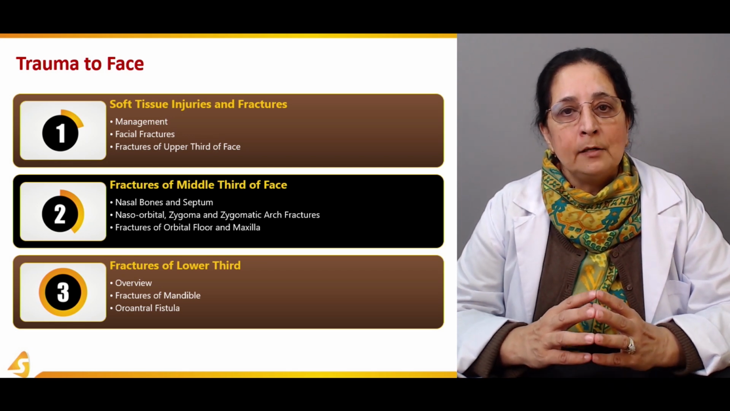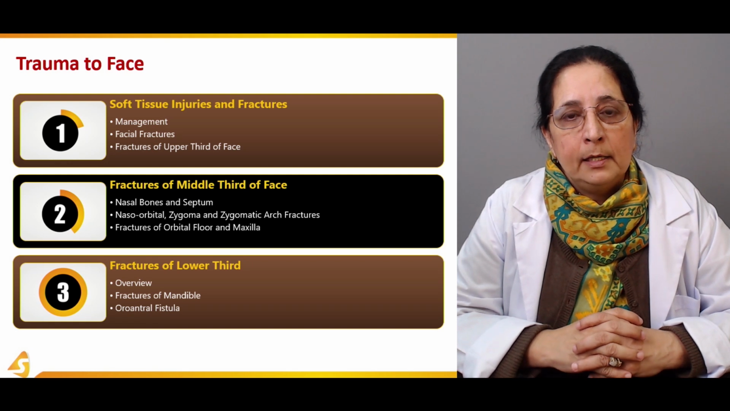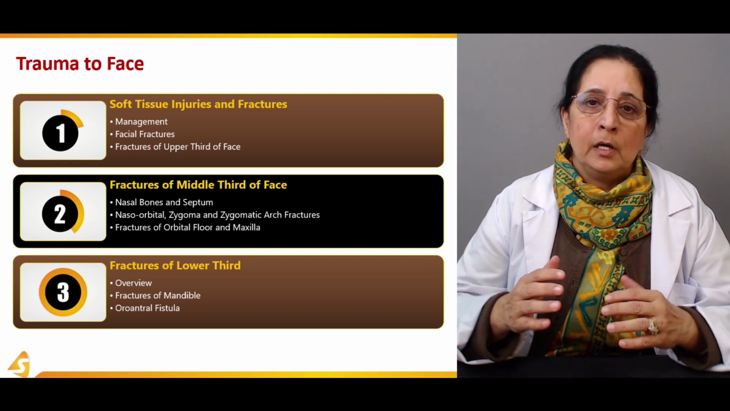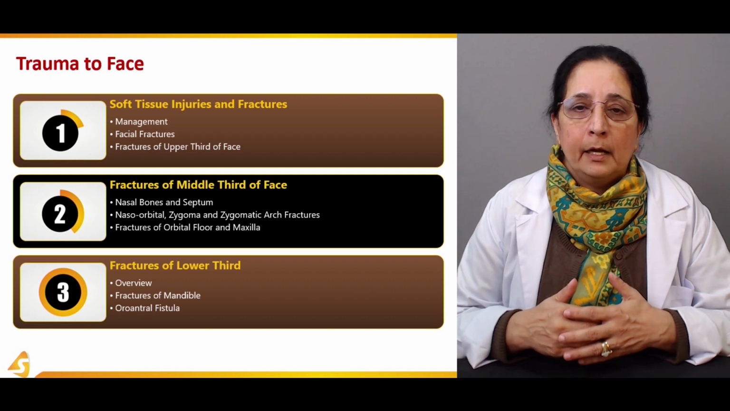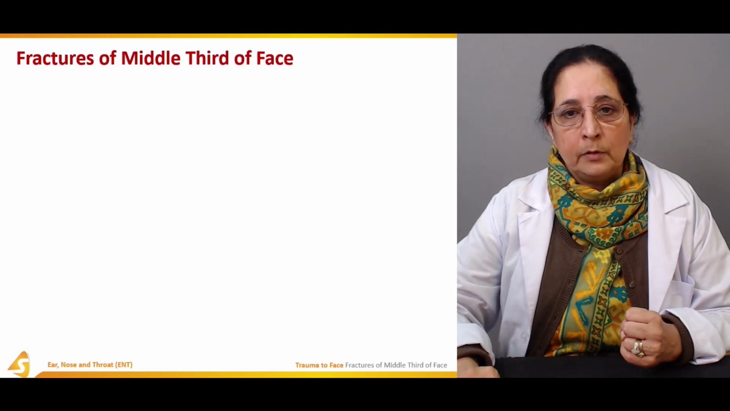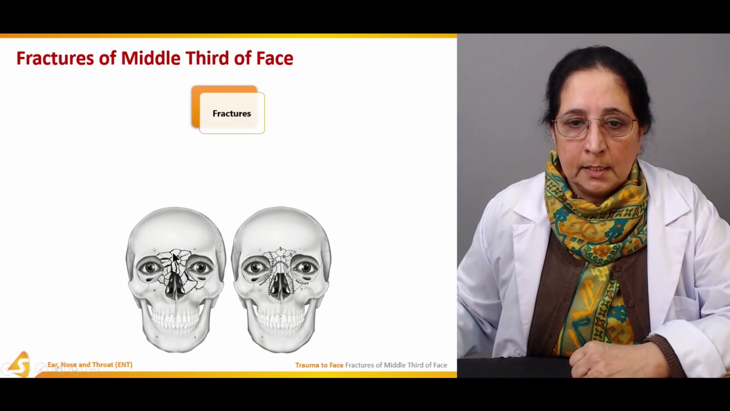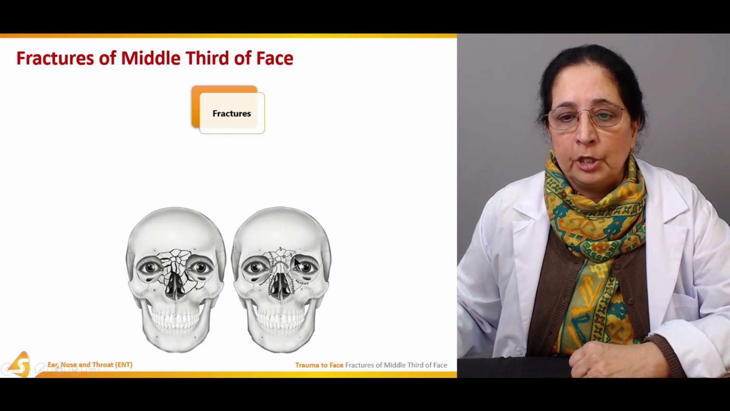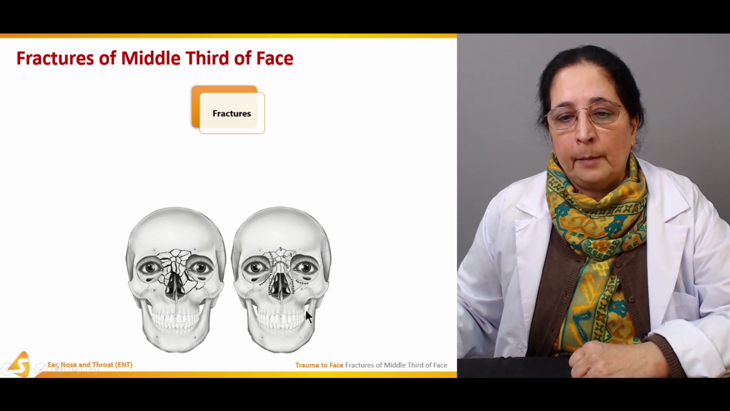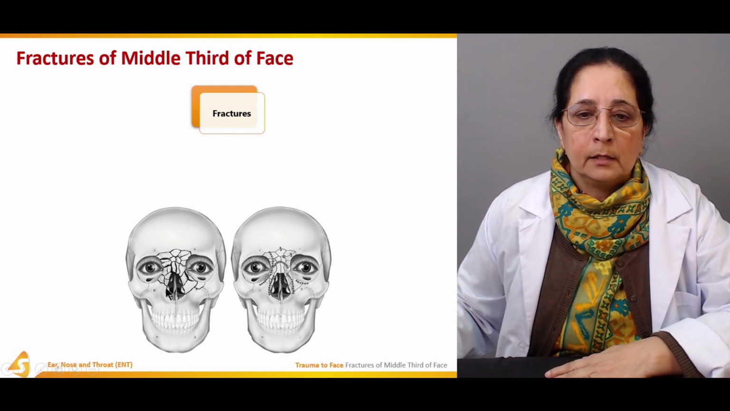Fractures of the orbital floor of the eyes and maxilla. Maxilla is the upper jaw, the structure and bones in which the upper teeth are embedded. So all these bones are involved in fractures of the middle third of the face. So let's talk about these fractures. Here in this diagram you can see all the portion from the supraorbital ridges to the upper teeth, or the maxilla having the upper teeth. This is all the middle third of the face.